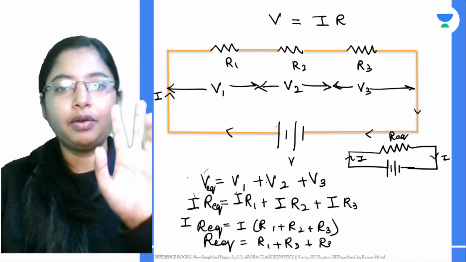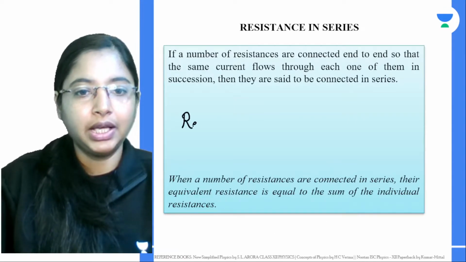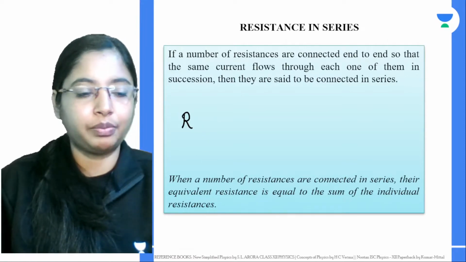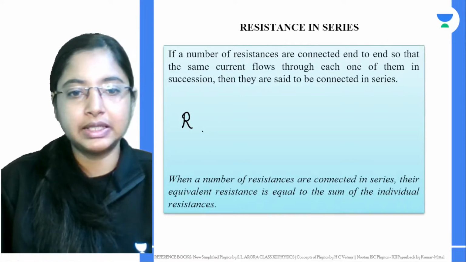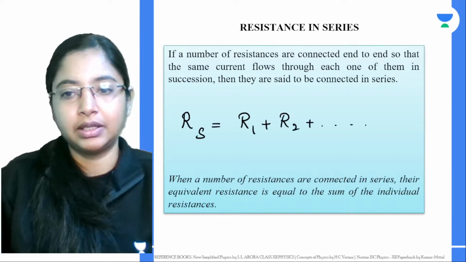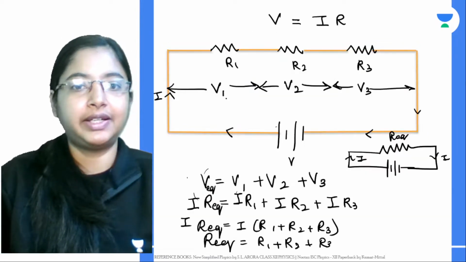Now instead of just 3 resistors, if there are n number of resistors, then the equivalent resistance in this case for series combination, right? Equivalent resistance for series combination will be the sum of individual resistances. So in this case, R1 plus R2 up to Rn. Okay, in this case what we say is 3 resistors, right?